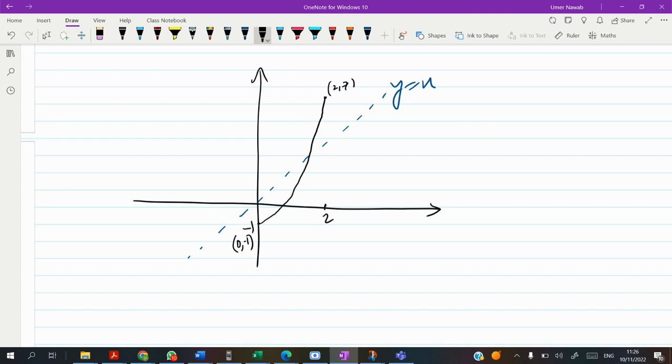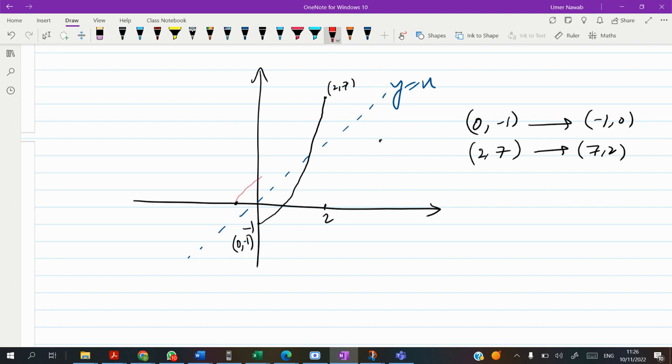For the inverse function, do you know what will happen? 0, minus 1 will change to, come on, tell me what happens. They will be flipped: minus 1, 0. And what happens to this point 2, 7? It will change to 7, 2. So where is minus 1, 0? It is here. And where is 7, 2? This is 7, and basically it will be here, 7, 2.